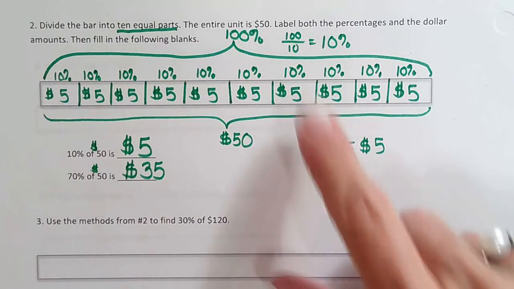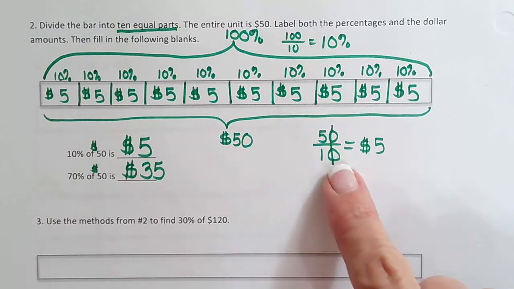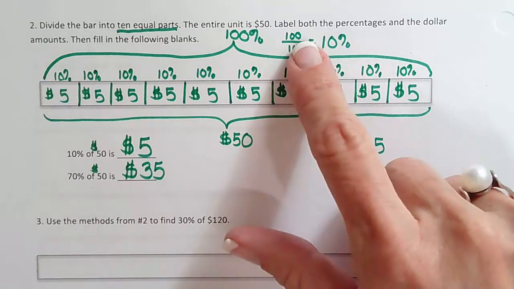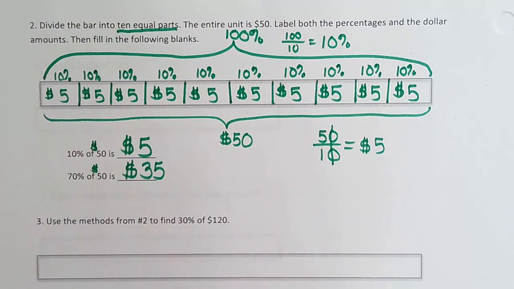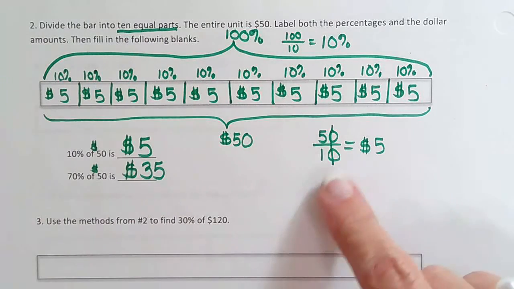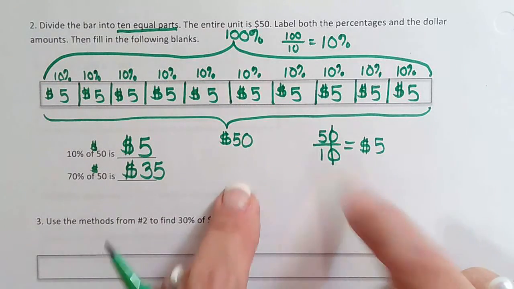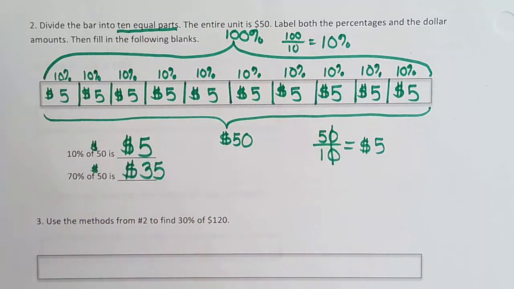There you go. And I would show this work out to the side so you can see why you got $5, why you knew each was 10%, because they said 10 equal parts. So that's why I took the money divided by 10 and the percent divided by 10 to get the money for each box and the percent for each box.